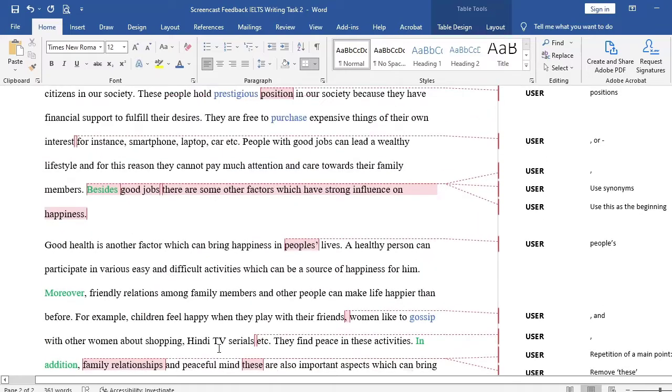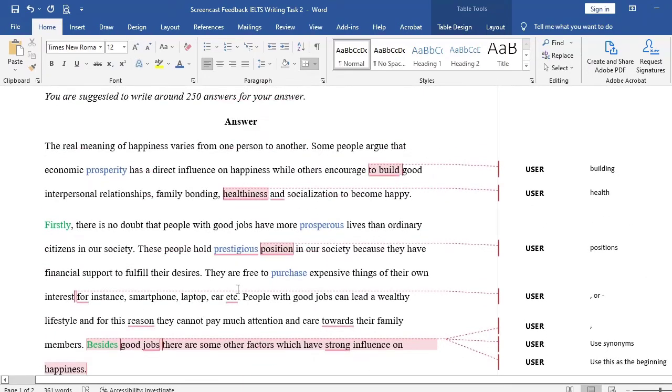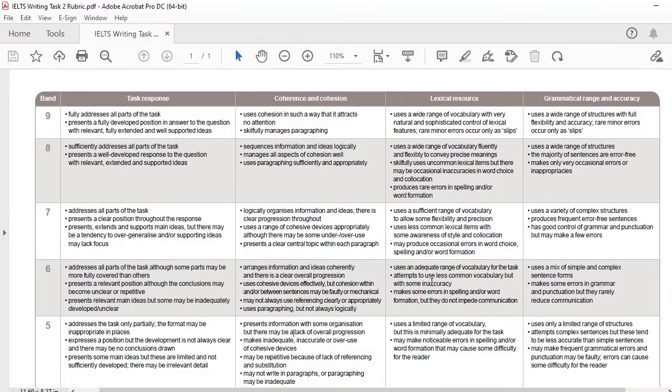And accuracy, there were some spelling errors, though not many, but mostly grammatical errors. Some were careless, and some, I think she needs to develop her grammatical skills a bit more. She needs to practice more. So let's see what I can give her in this criterion.